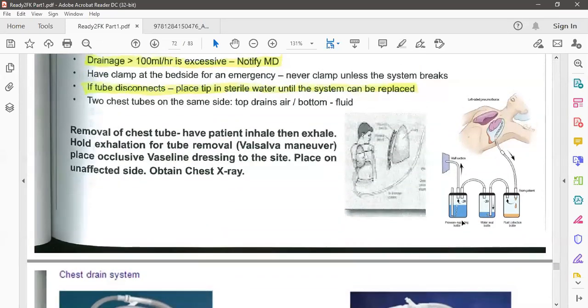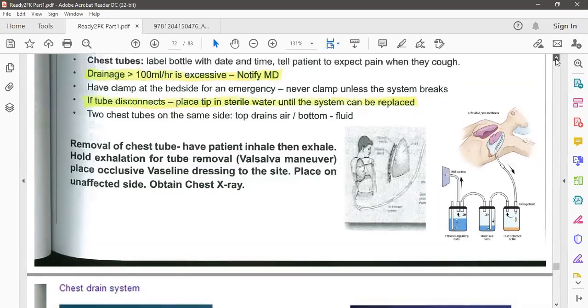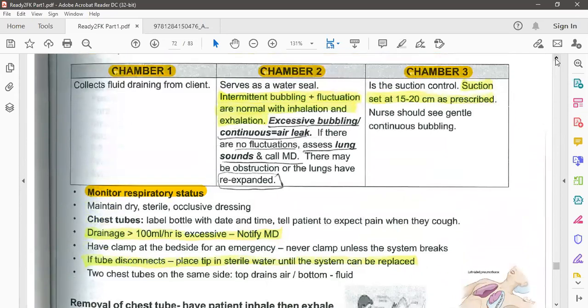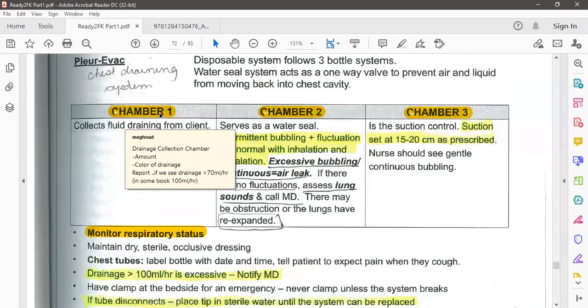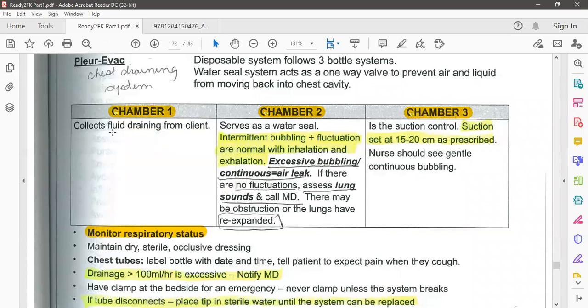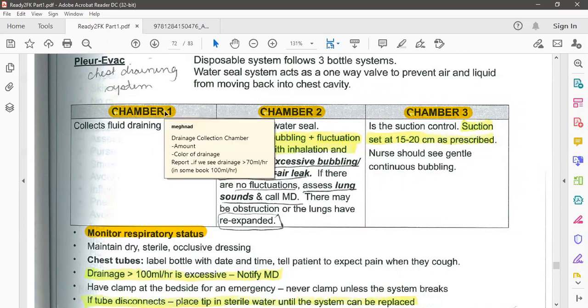But before we use a chamber like this, let me explain one by one what we need to know for the board. First one, chamber one, we call the drainage collecting chamber. It collects the fluid draining from the client. What collects inside the drainage collecting chamber, we chart the amount and check the color of the drainage.